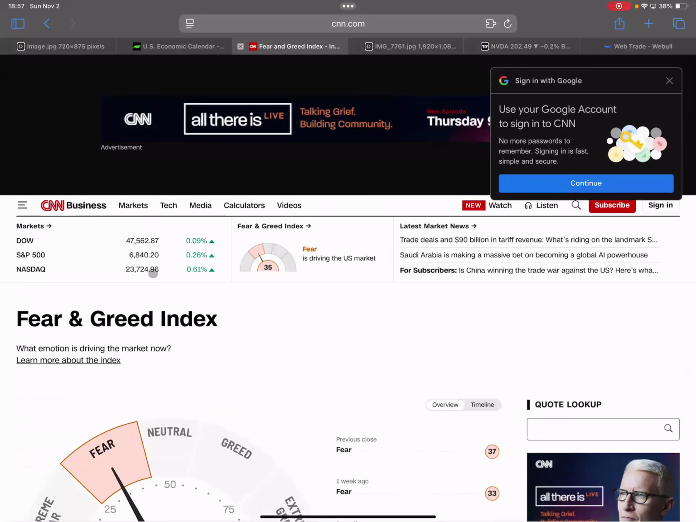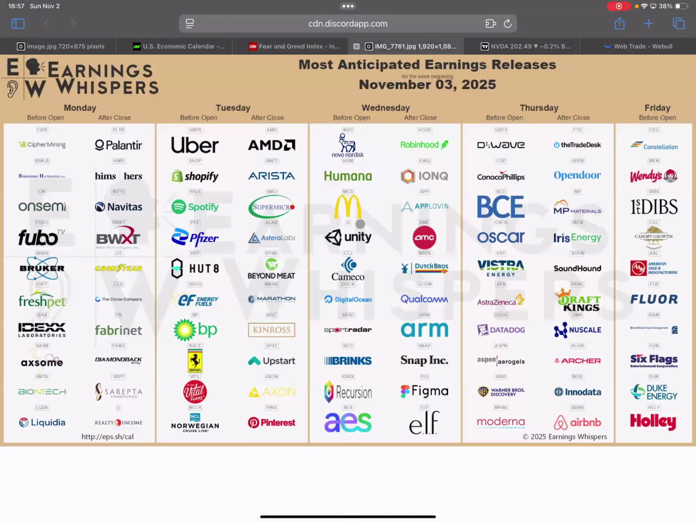And always remember, you do have the VIX as well, right? You do have the VIX. You can revert back to the traders chat for VIX levels. Let's get into this earnings week.